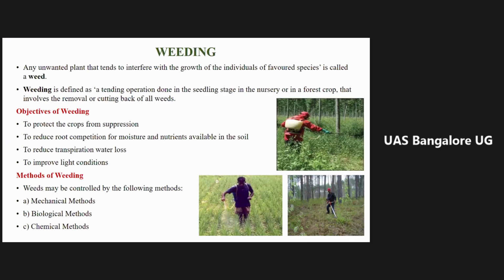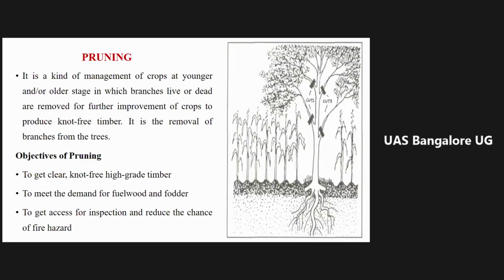Another important silviculture or tending operation is pruning. Pruning, in general, is the removal of side branches. It is a kind of management of the crop at the younger stage or the older stage, in which the branches, live and dead, are removed for the further improvement of the crop to produce knot free timber. It is the removal of branches from the tree.